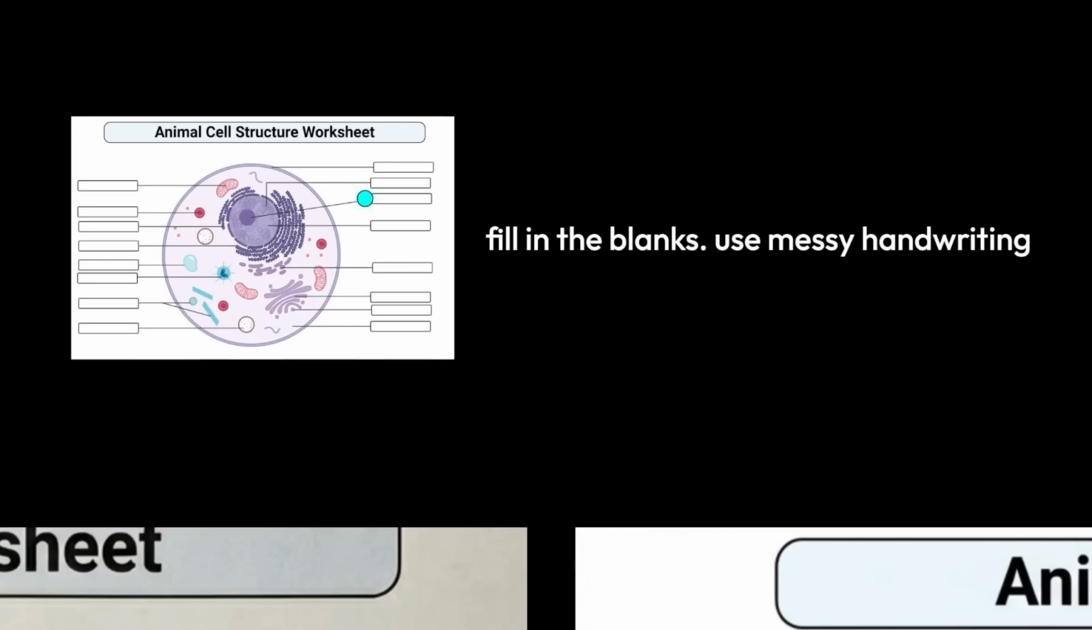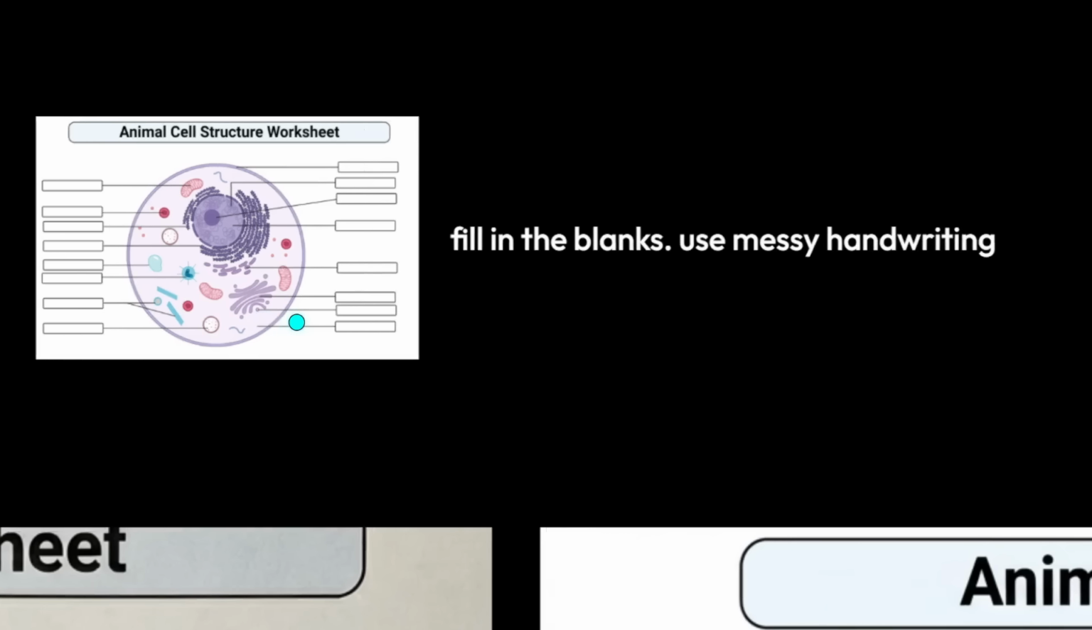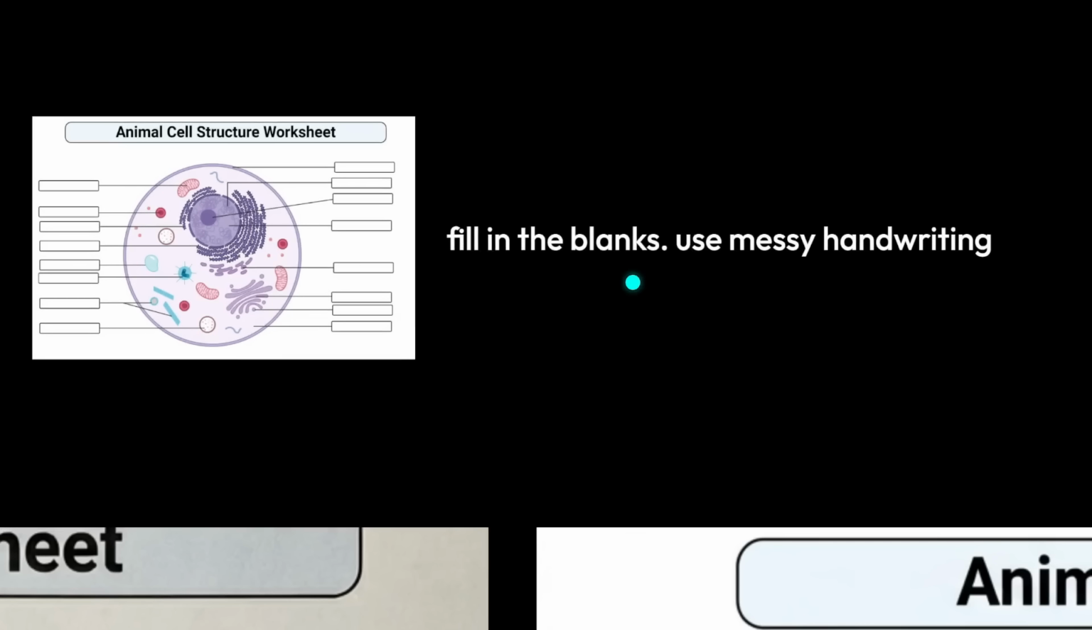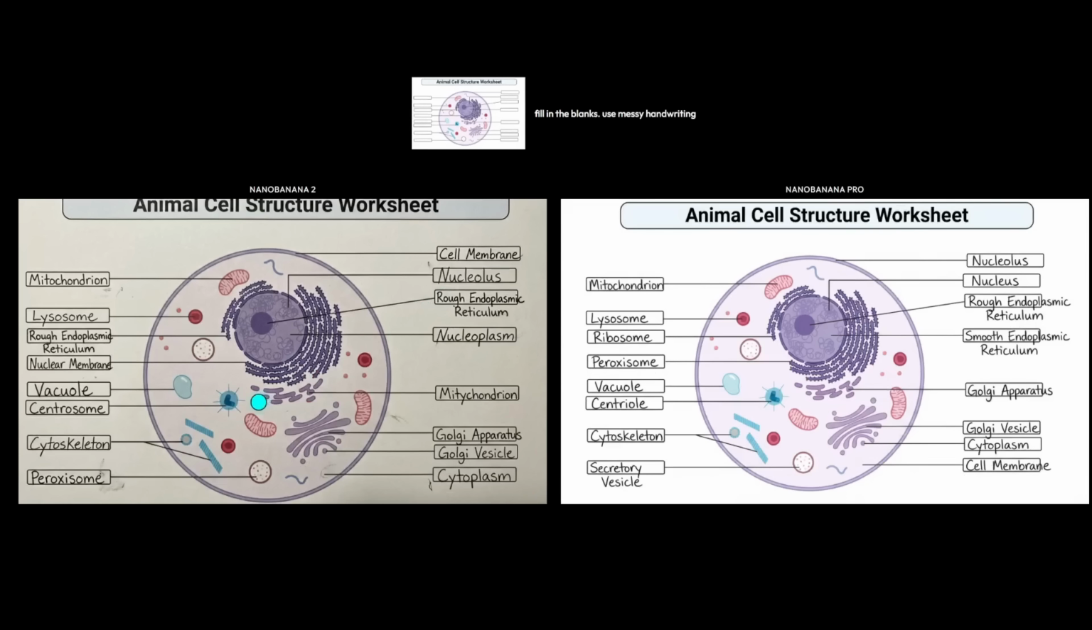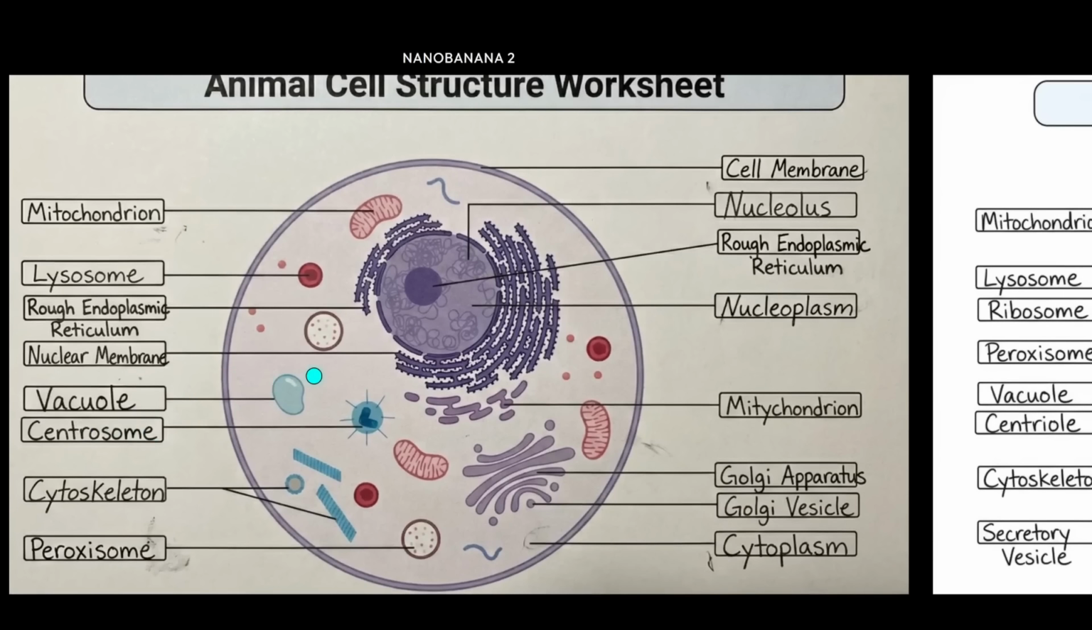Here I'm going to upload this worksheet of an animal cell, and for the prompt I got it to fill in the blanks and use messy handwriting so it looks like I actually did it. So here's what I got from both models. Here's Nanobanana 2, and as you can see it can get some stuff correct but not all of them.